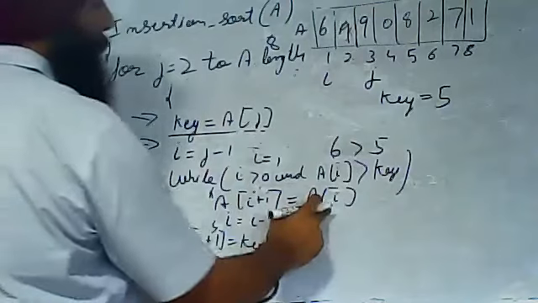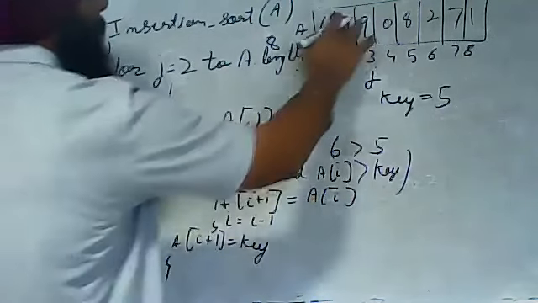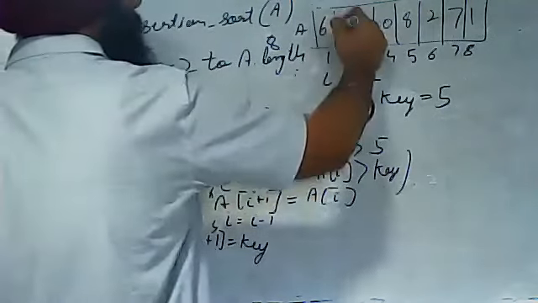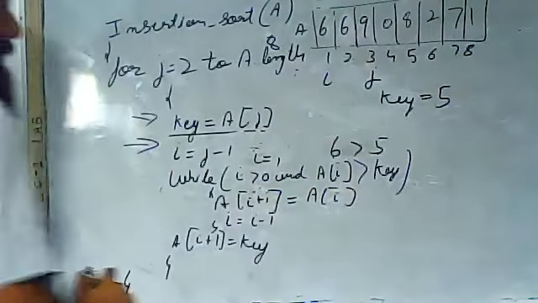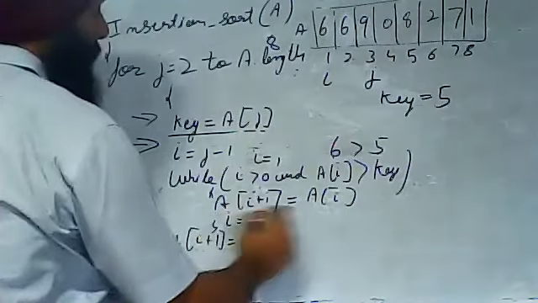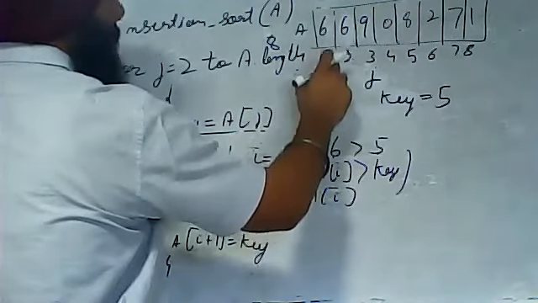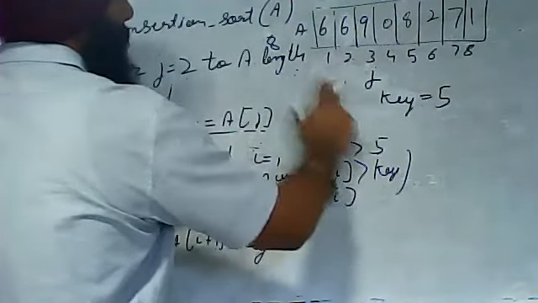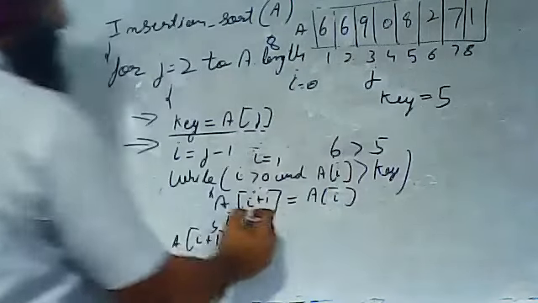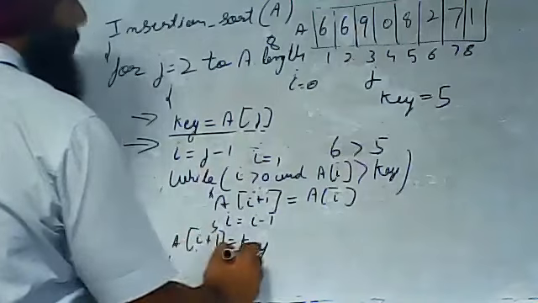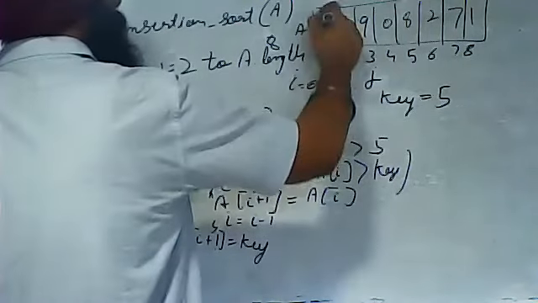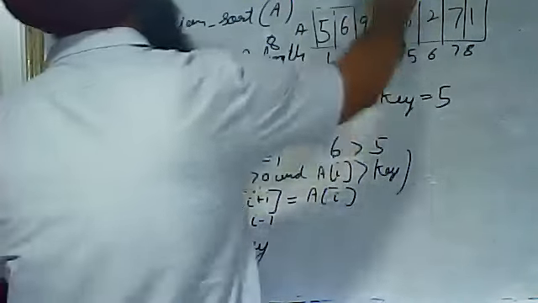At I plus 1, we will place A of I. So I is 1. At this place, we will place A of I, that is 6. 6 will get copied here, and we will reduce the value of I by 1. Now the value of I was 1 and it will become 0. If it becomes 0, this loop will not get executed. And at 0 plus 1, we will place 5. So we can see these three elements are sorted.